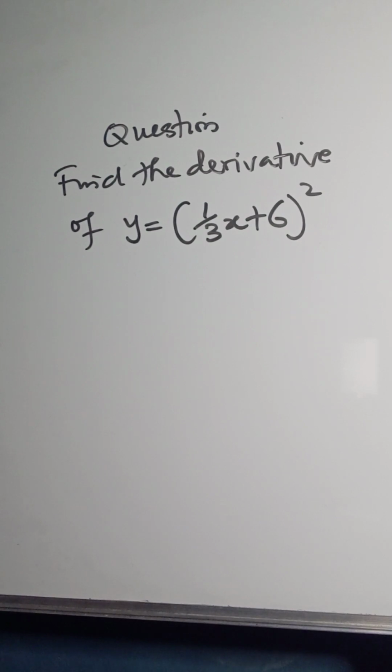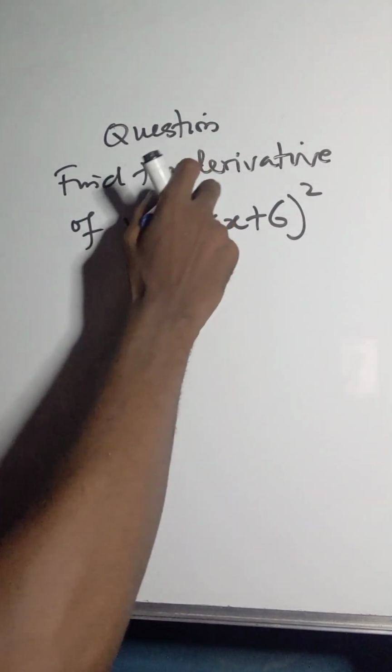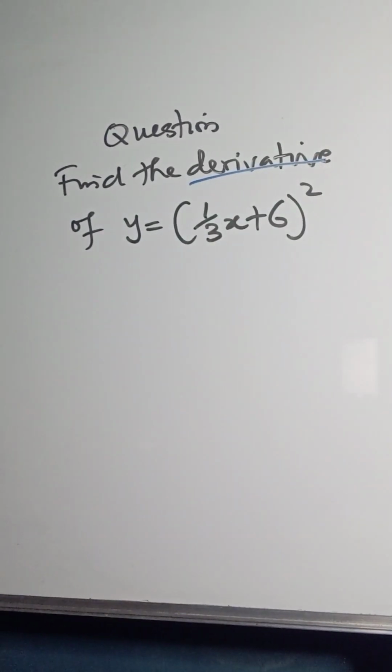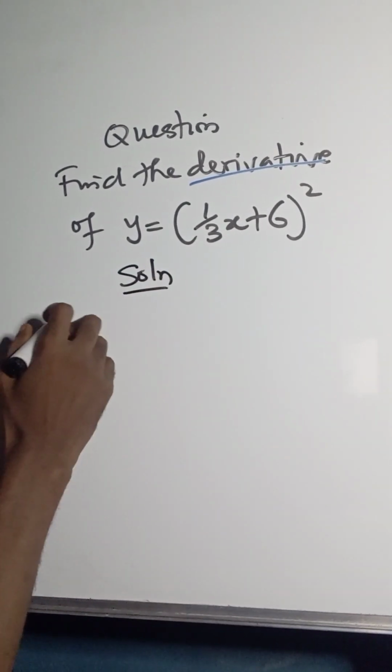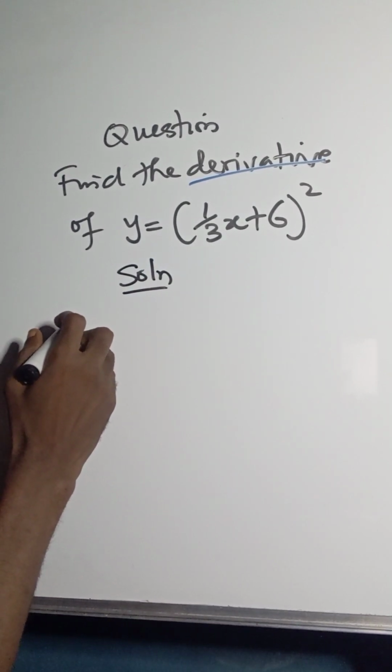Just scan any question. But for today we are going to solve a question on calculus that says find the derivative of y = (1/3 x + 6) raised to the power 2. So when you hear the word derivative, what does that mean? Derivative means you are going to find dy over dx.